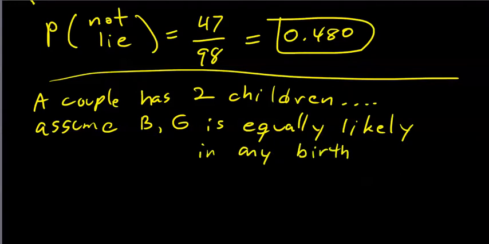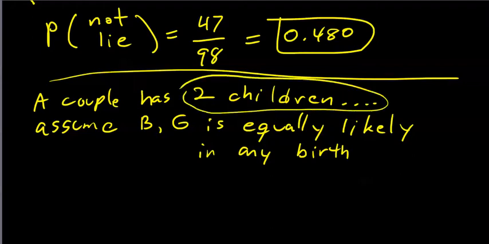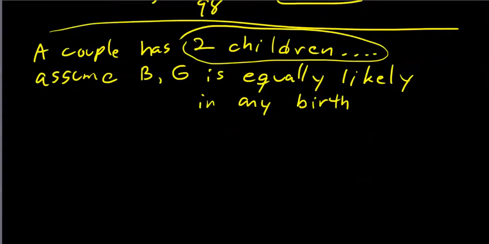Alright. What I'm going to do here is list this sample space regarding gender in the births of 2 children. Ask yourself, how many possibilities are there for 2 children, allowing any child to be of any gender in any order? It turns out there's 4. Let me list the sample space for this procedure or experiment.